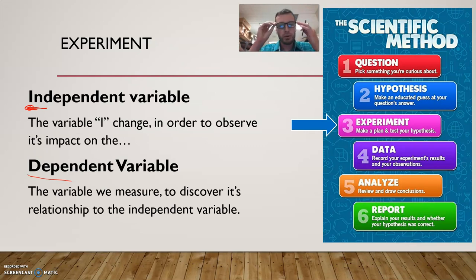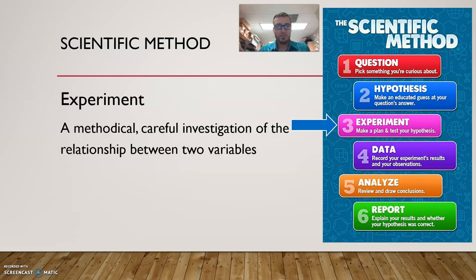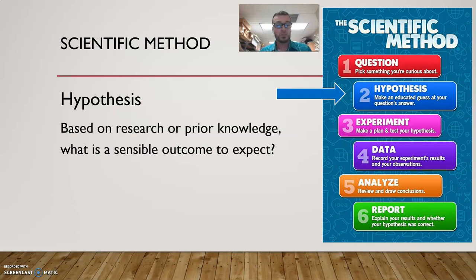That defines what we're doing. Hypothesis, all right? I don't need to research this one. I can say, well, my hypothesis is that as the angle of the ramp increases, the cars will go faster, right? That's something that is based on prior knowledge. It is a sensible outcome to expect. And so I state that.